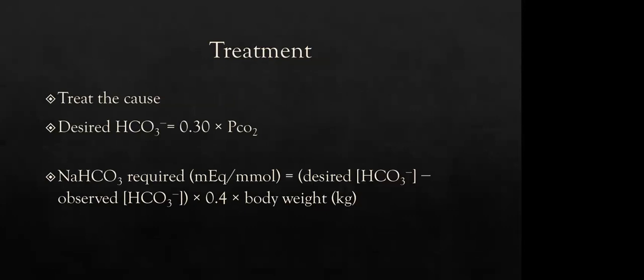And treatment for metabolic acidosis: generally we don't consider transfusing alkali unless we are sure that the patient is in severe acidemia and there is no potential for bicarbonate in the plasma. In that case, the desired bicarbonate is calculated with respect to the partial pressure of carbon dioxide, and the amount of sodium bicarbonate required to replenish the value is calculated using the formula: desired bicarbonate minus observed bicarbonate, into 0.4, into body weight. It is transfused to the patient within the first 24 hours.